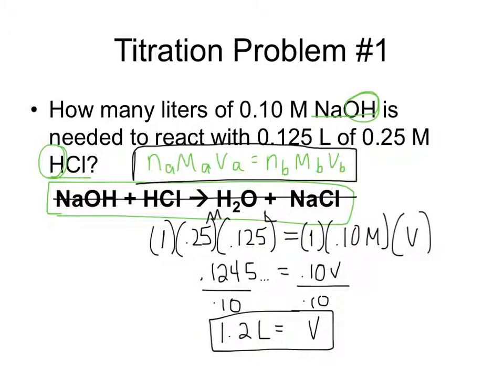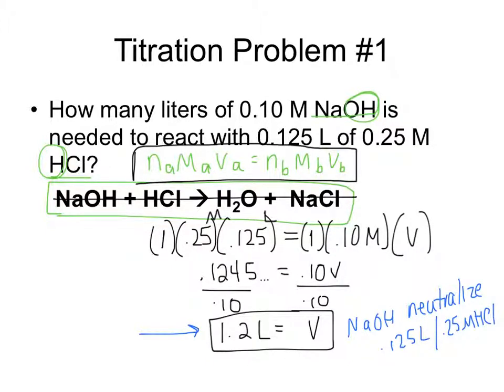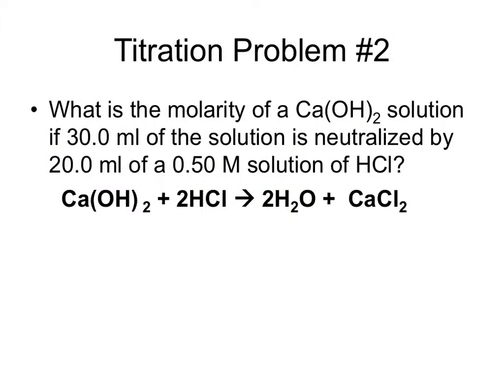So basically what this answer is telling us is that it would take 1.2 liters of sodium hydroxide to neutralize 0.125 liters of the 0.25 molar HCl. Alright, let's take a look at a second problem. Remember, because we're going to do this the shortcut way, we don't need the balanced chemical equation. We just need the equation NaMaVa is equal to NbMbVb.